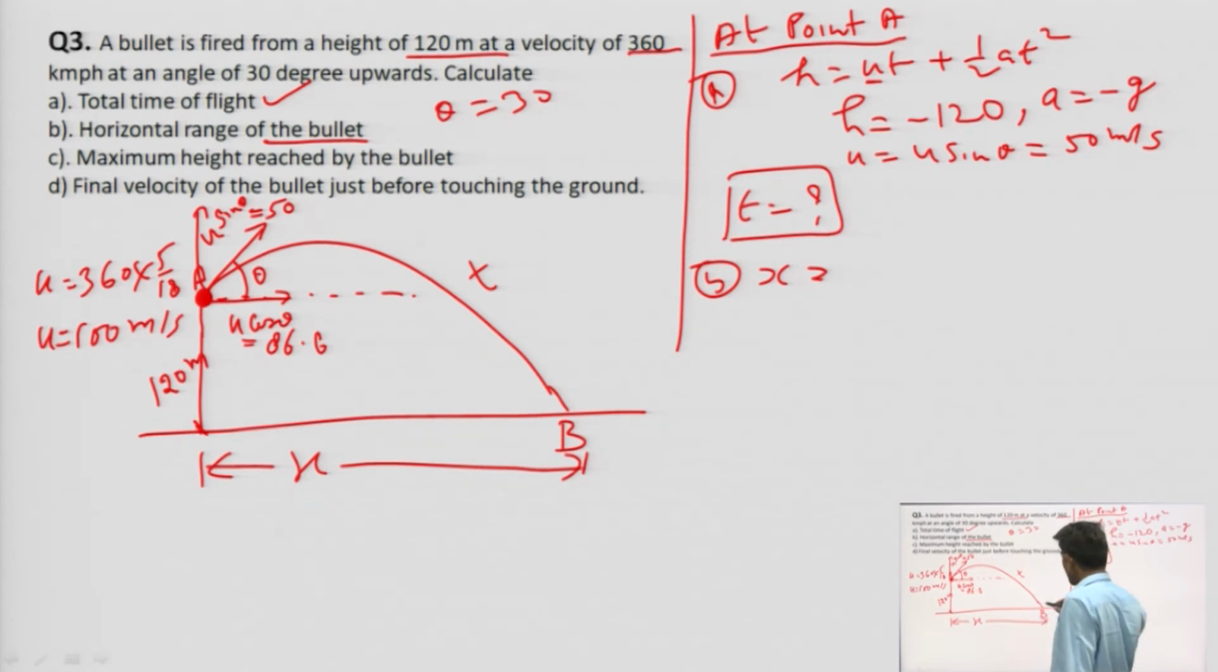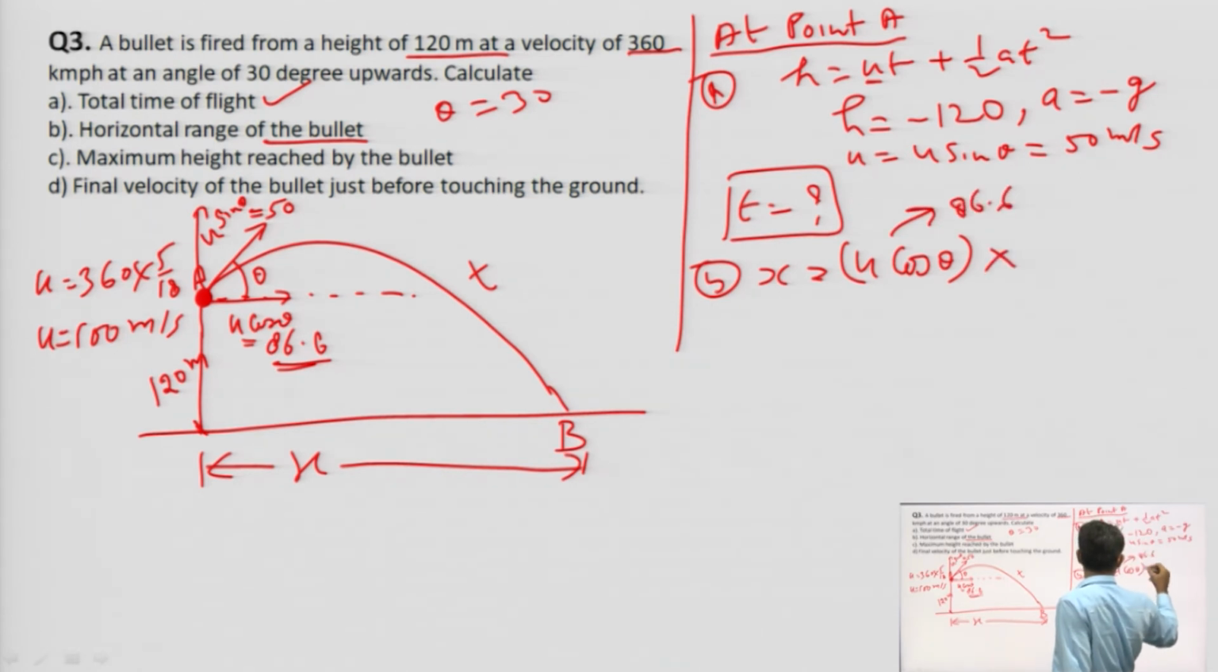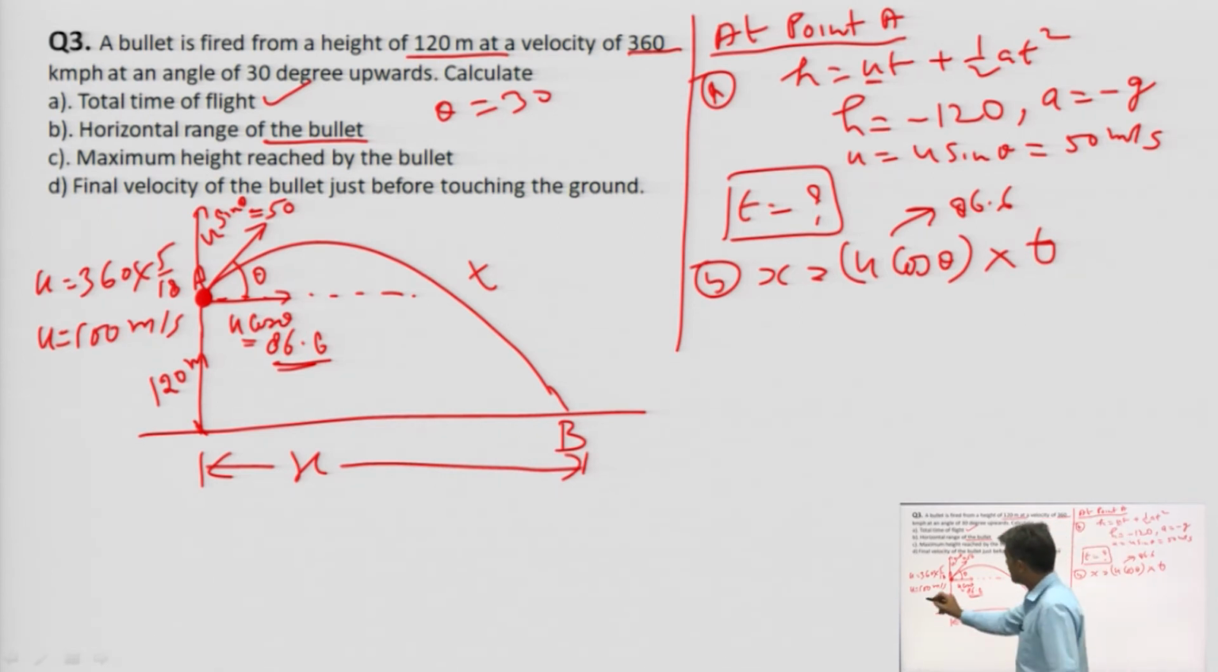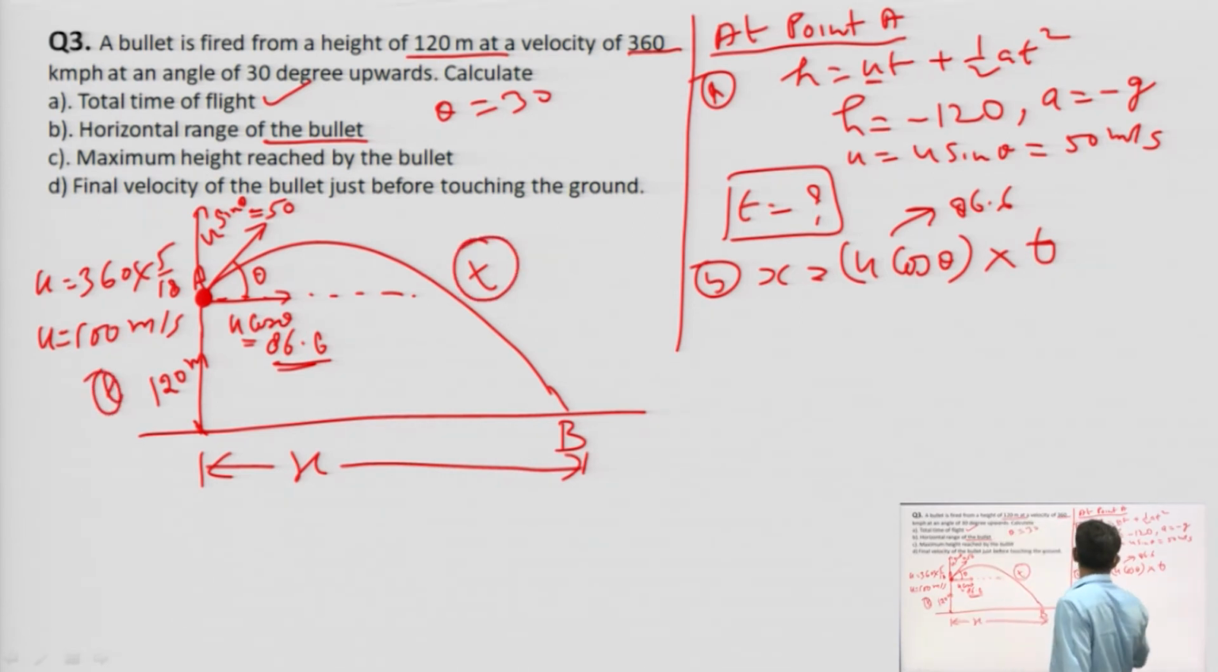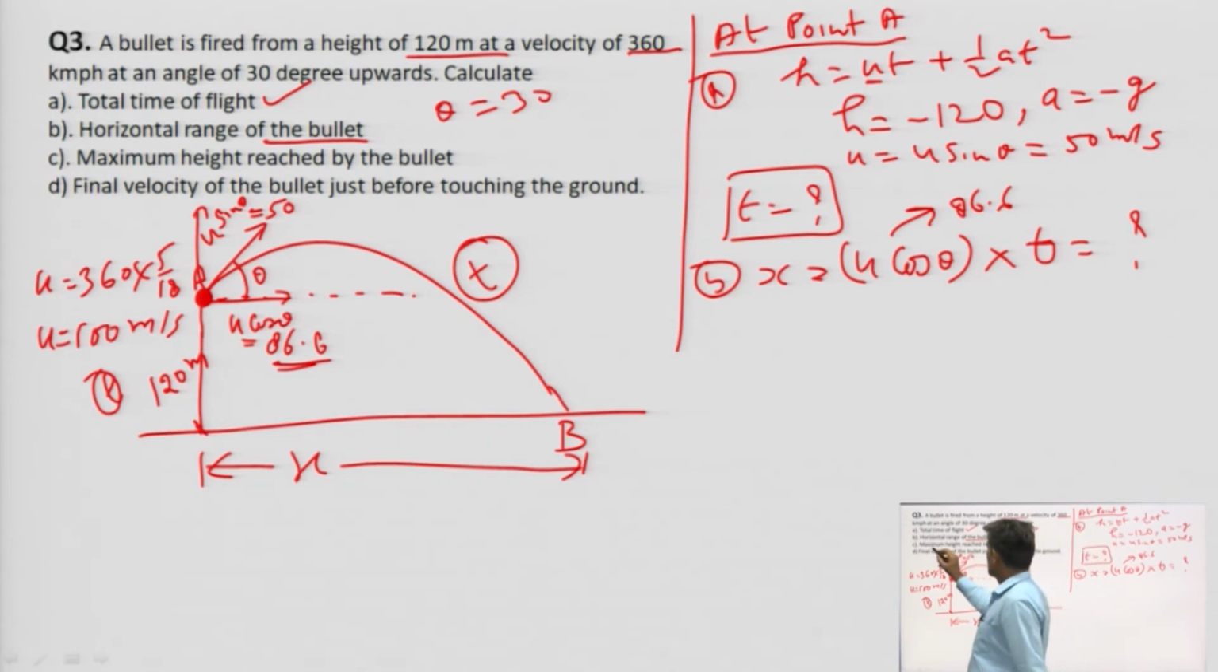So, x will be here, and this horizontal component is constant at every point. So, x is u cos theta times t, and this value is 86.6 into t, because this time and that time are the same. So, you can calculate the value of x from here.